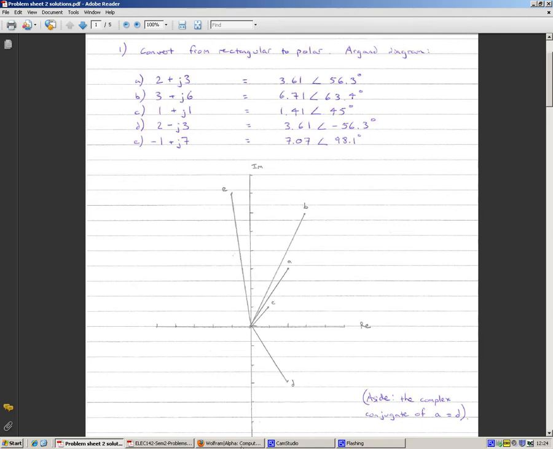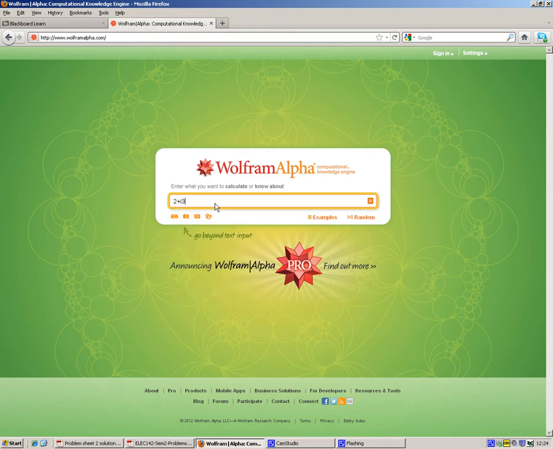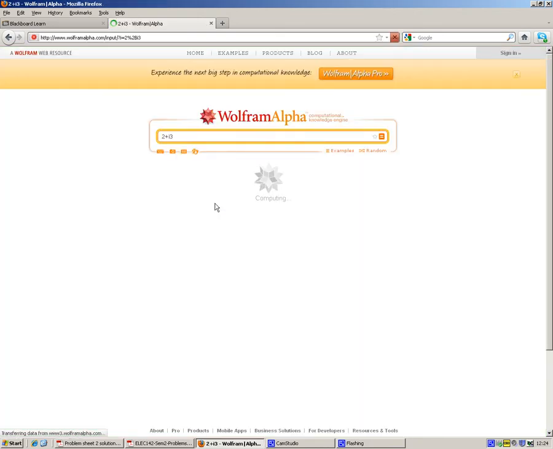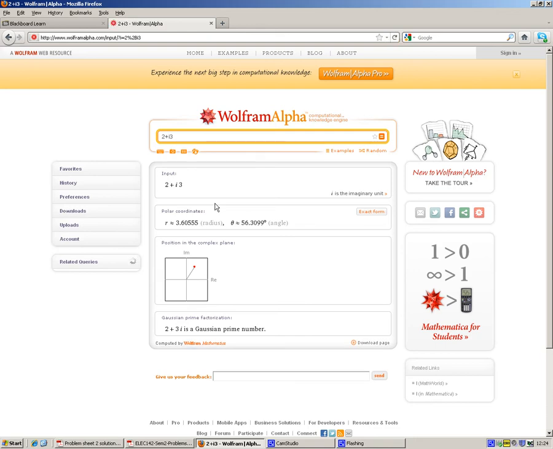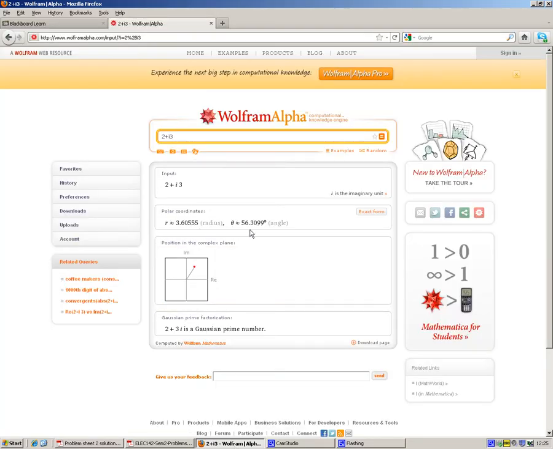So 2 plus J3, well, first up we can do it on Wolfram Alpha. Yes, our favourite. Remember though that with Wolfram Alpha, you need to convert it from J to I, otherwise you'll get a result that you're not expecting, because it will just assume J is a variable, not the imaginary number. And here we go, you can just see Wolfram Alpha's plotted us a nice little Argand diagram down here, with the real axis along here and the imaginary along here. And it also tells us the polar coordinates, so we can have a check and see, was that what we got? 3.6 and 56.3. So yeah, close enough.